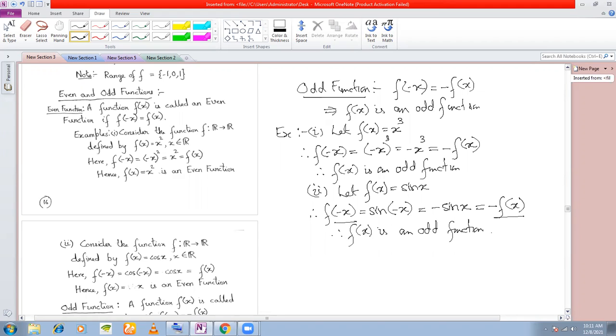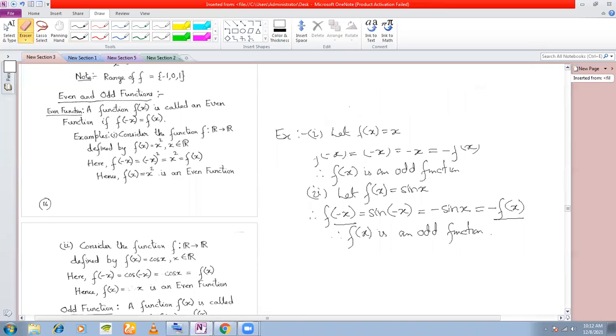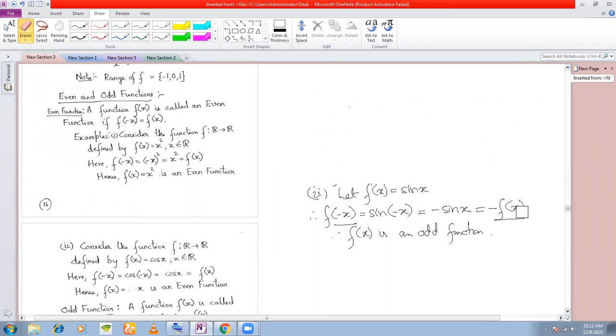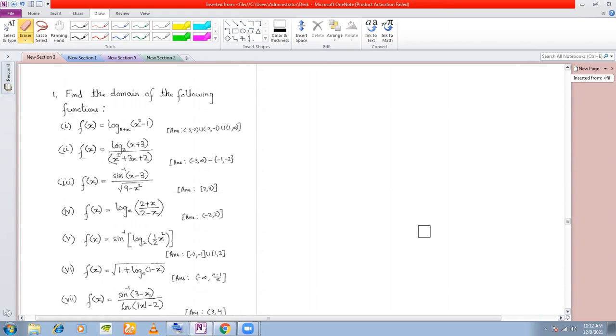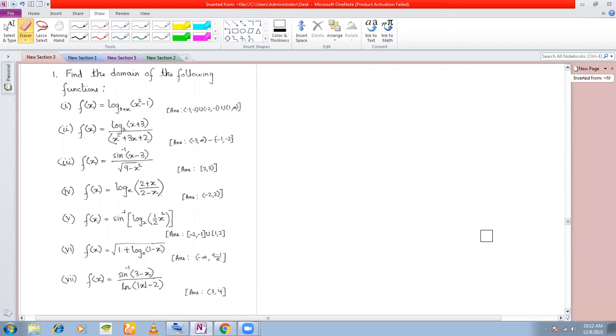We'll work out some problems on even and odd functions after I discuss domain and range, and this concept again we shall apply later on. Okay, let's now come back to domain and range of functions. Look at the first one.